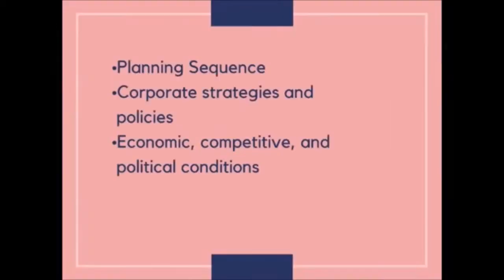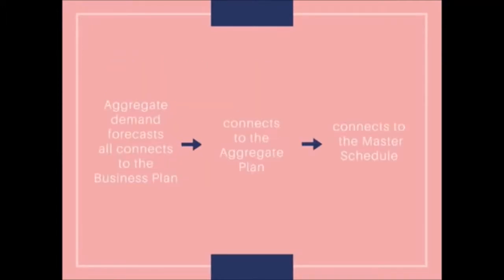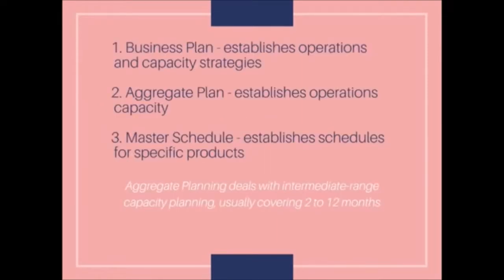Aggregate planning. Planning sequence. Corporate strategies and policies, economic, competitive, and political conditions, and the aggregate demand forecast all connect to the business plan, which connects to the aggregate plan, and then connects to the master schedule. The business plan establishes operations and capacity strategies. The aggregate plan establishes operations capacity, while the master schedule establishes schedules for specific products.